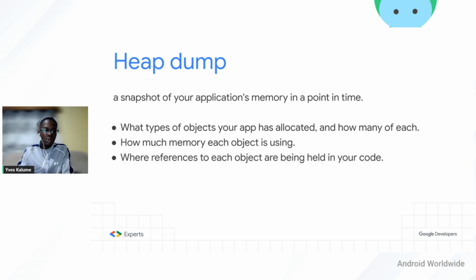And after that, if we have a certain amount of potentially leaking objects, LeakCanary makes what we call a heap dump.